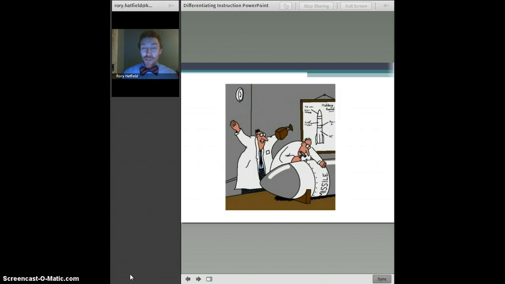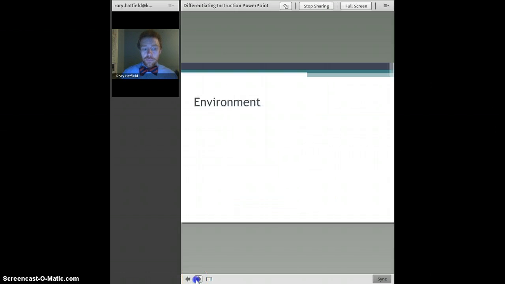I started off with a really funny Far Side comic there because just as that scientist is undoubtedly going to be rattled by a loud popping noise while working on a missile, similar stressful input really does a number on how students learn.